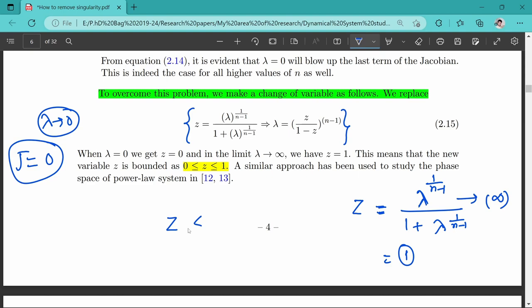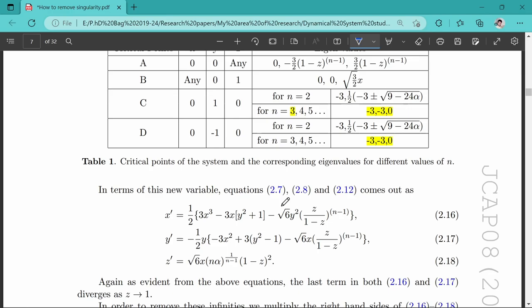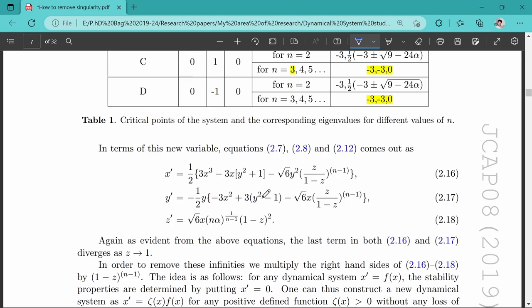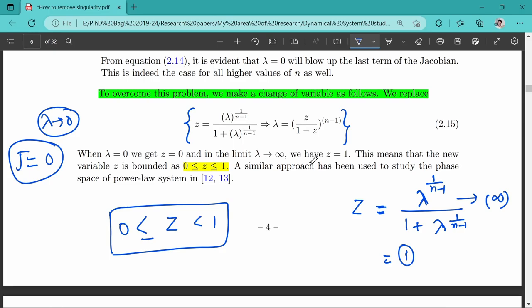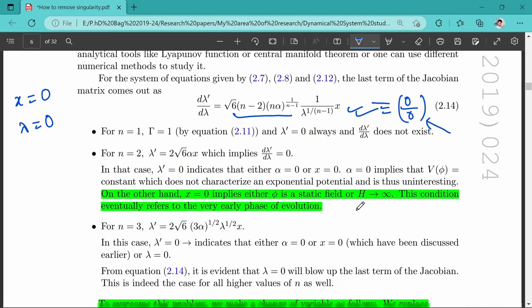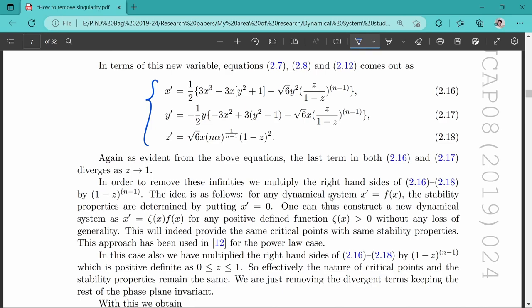Okay, so it has many applications. What is the application of it? Now when you plug in the lambda term, take the lambda prime of it, and convert each and every equation in terms of z, you will get the new autonomous equation. Now here, y must be 1 and x is 0.